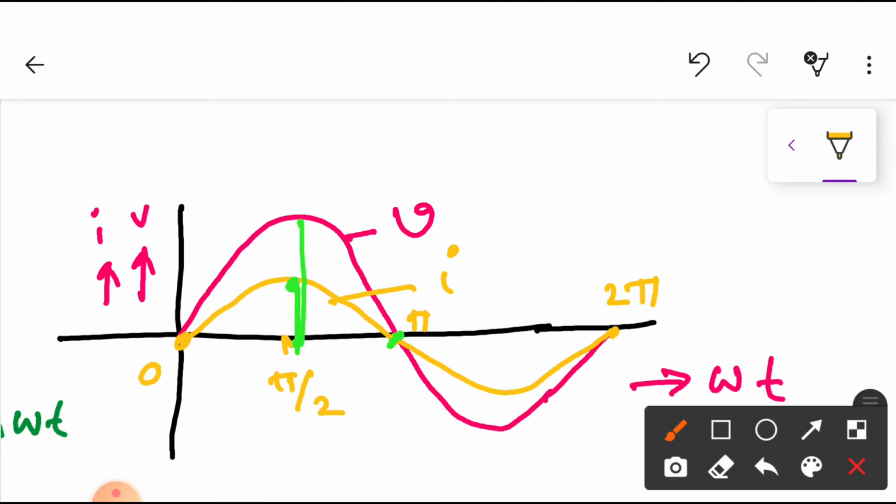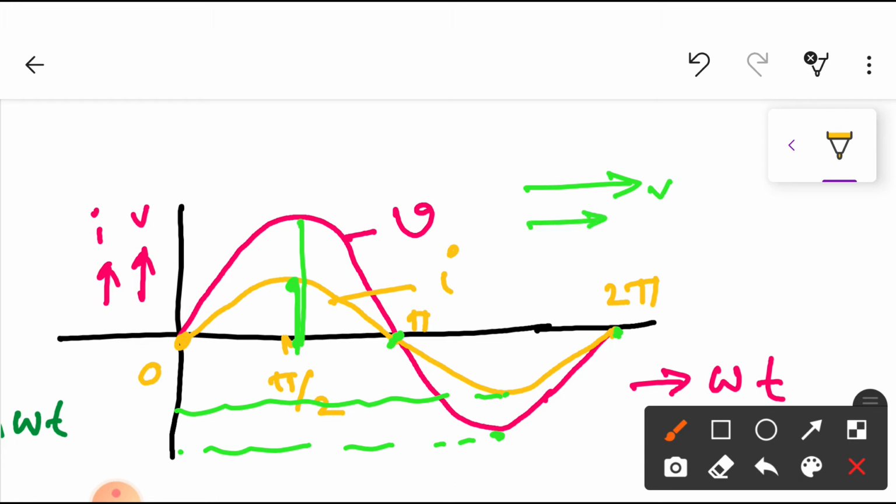Now here also, on the negative side, the father is maximum, and the mother is also maximum on the negative side. They both become 0 here. So both are in phase. Here voltage and current are the same. They coordinate with each other, correlated with each other.